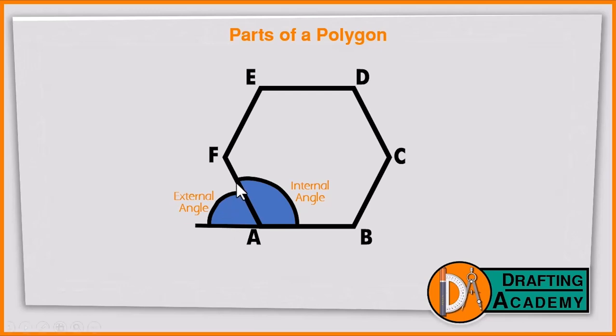The angle that will be from AF up to FE in this direction like this is not the external angle of this particular polygon. Why? Because we've used two sides. It's not even the internal angle because it's not kind of inside this polygon.